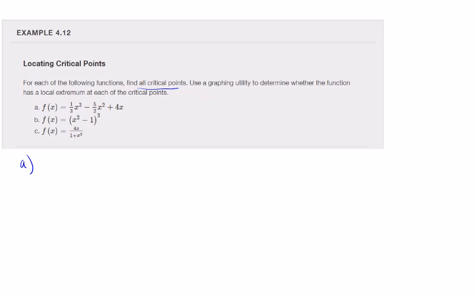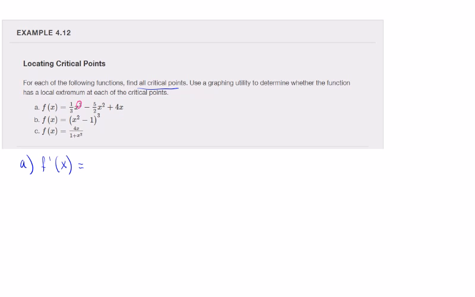Okay. So for part A, we have this function, right? And what I want to do to find a critical point is find the derivative, right? Because I'm trying to figure out where the derivative is equal to 0 or is undefined. And so for the derivative here, I just have a polynomial, so I'm just going to use the power rule a few times.